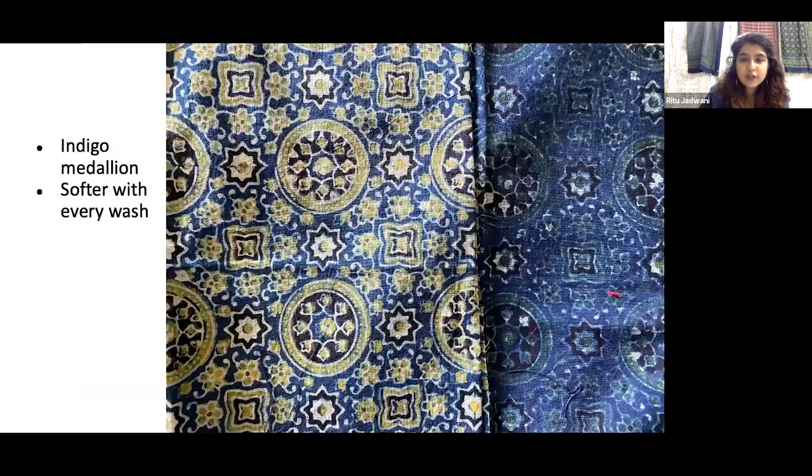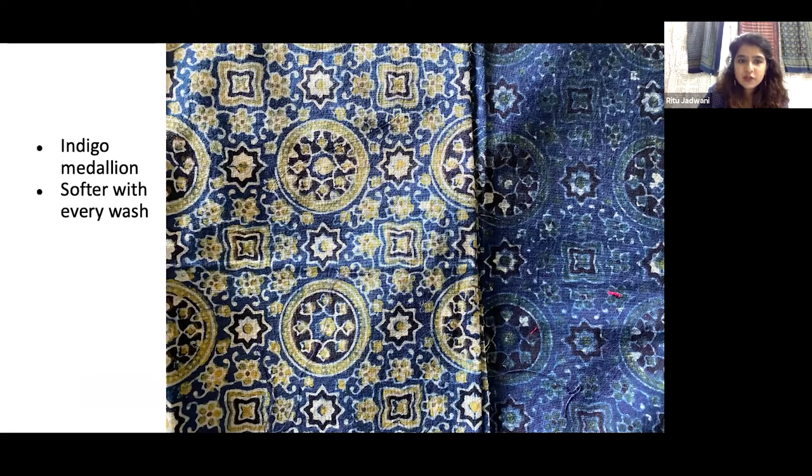Let's look at some traditional Ajrakh designs now. Indigo medallion. As you can see, on the right side of the screen, you can see the back side of the fabric. It looks equally beautiful. This is a print that is traditional and ancient to the history of Ajrakh and has been running for many, many years, and it still is a classic.